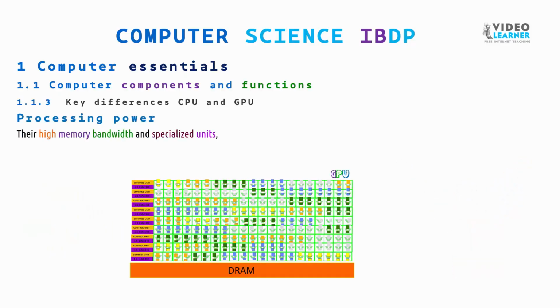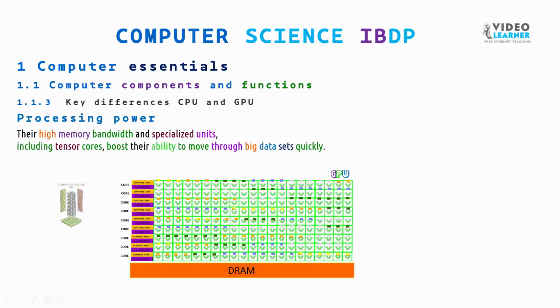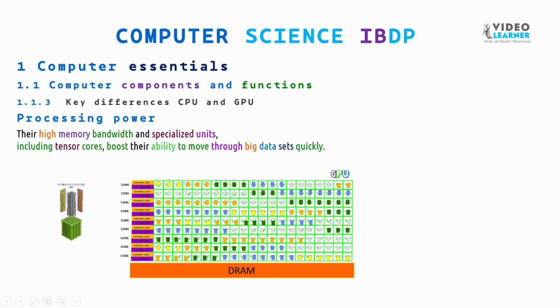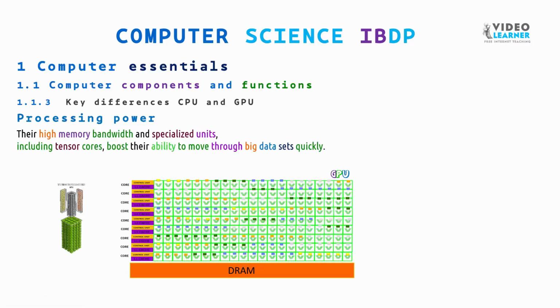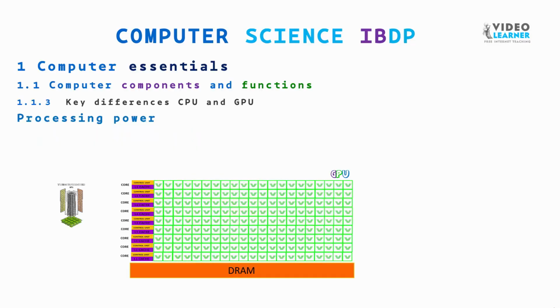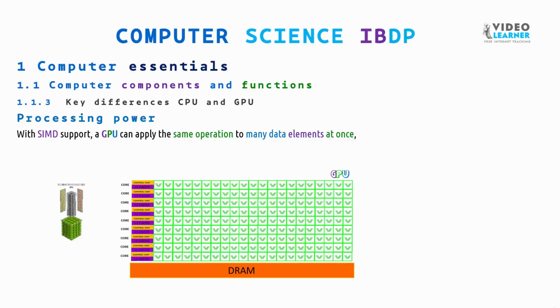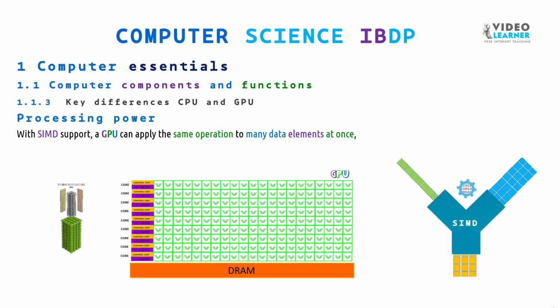Their high memory bandwidth and specialized units, including tensor cores, boost their ability to move through big data sets quickly. With SIMD support, a GPU can apply the same operation to many data elements at once, raising throughput for tasks suited to this model.